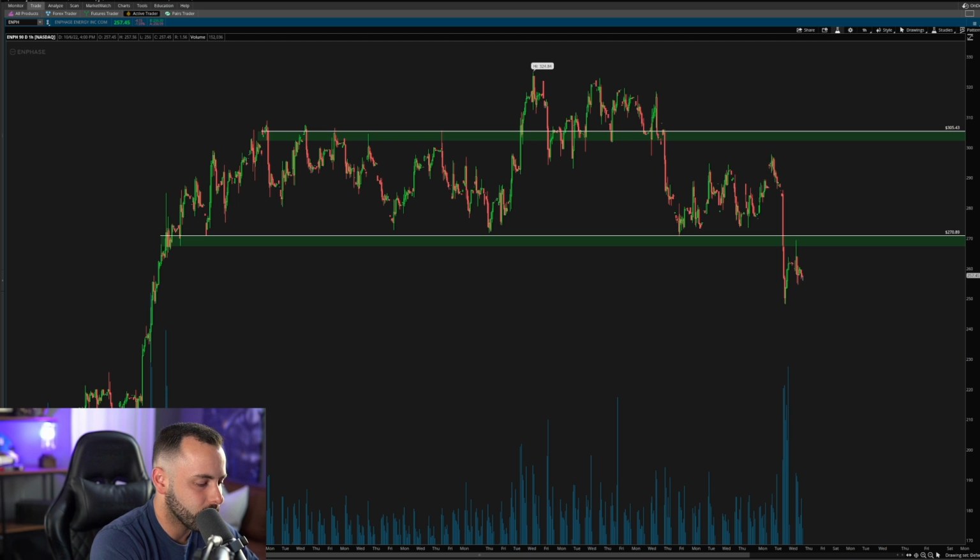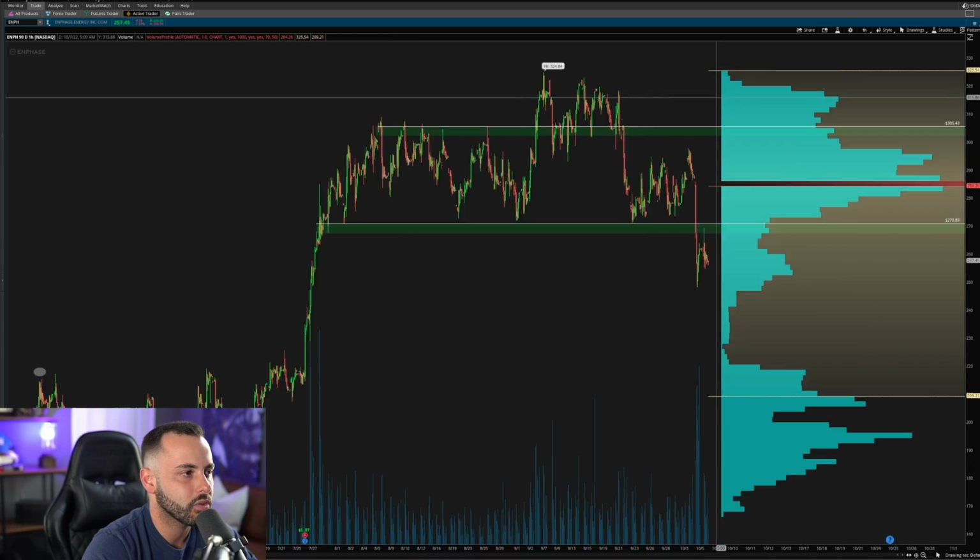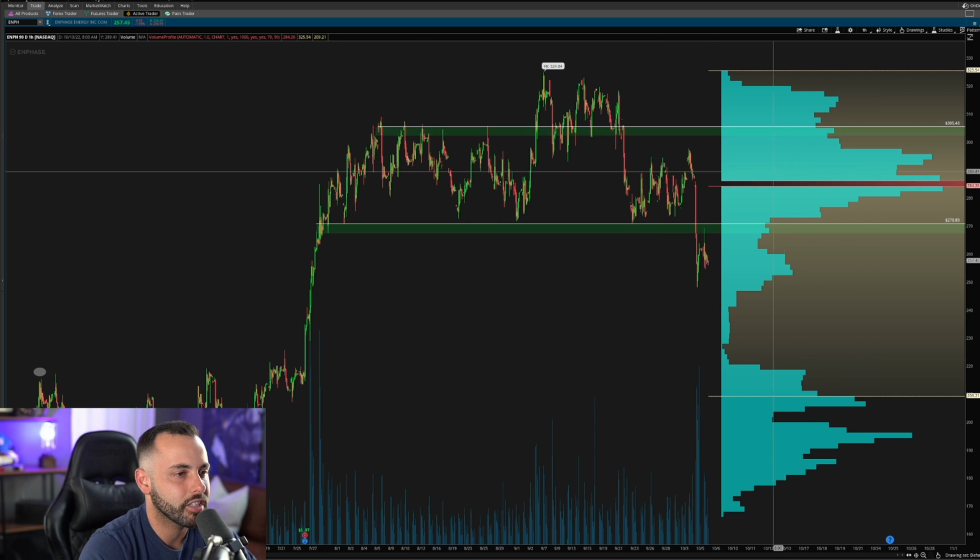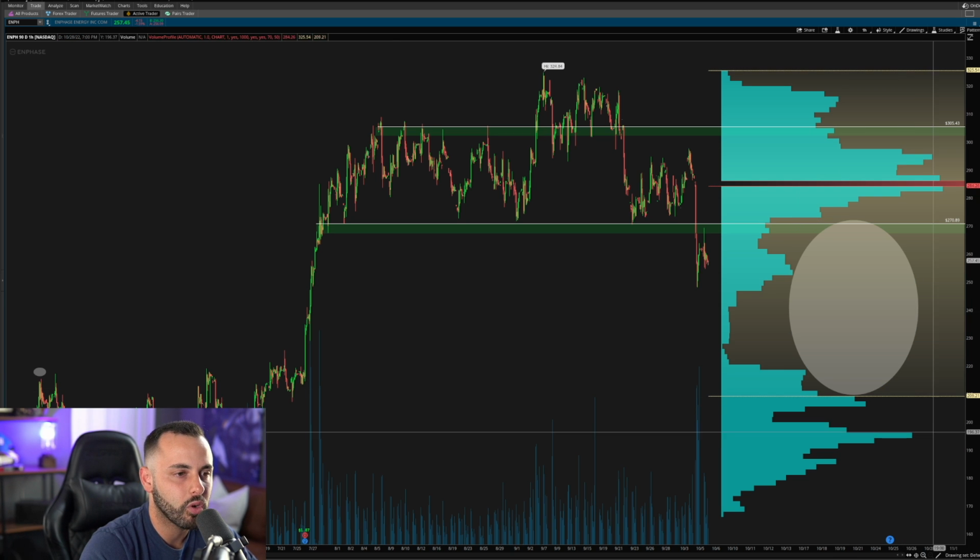If we go to the volume profile, which is something that I do use in my analysis quite often, what we will see here is that there is a very large valley of price action under that 270 level. After 270 breaks, you can see over here in this general area, there is very little volume to hold ENPH up. So your question may be, do I think there's more downside on ENPH here?